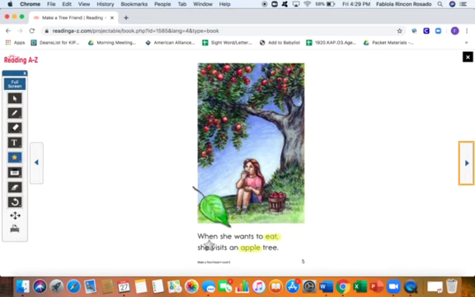Now it's your turn. When she wants to eat, she visits an apple tree. Now I look at the picture. I know that she is eating an apple, and I know that this is the sight word eat. And she is visiting an apple tree. I look at the picture and I sound out this word, apple. We know it's an apple tree.